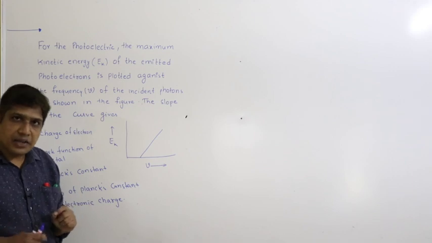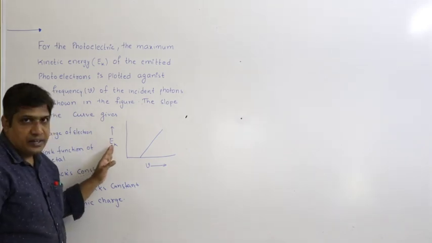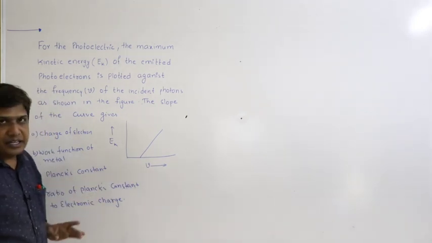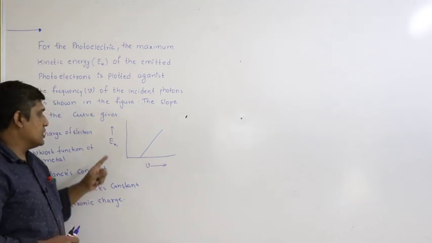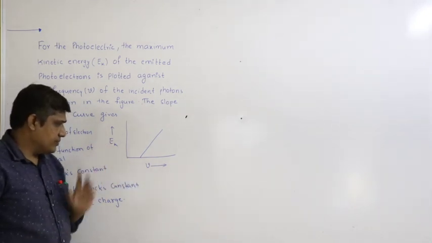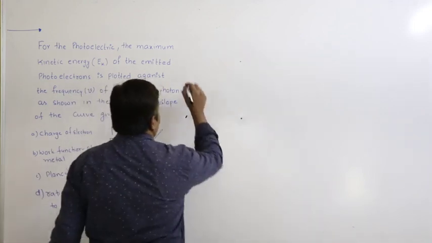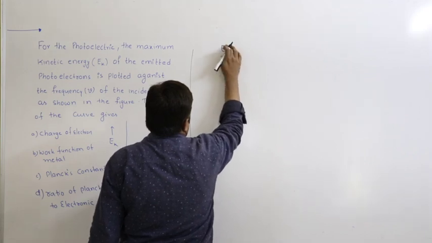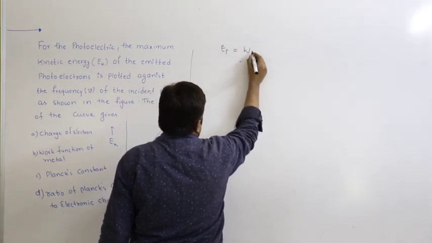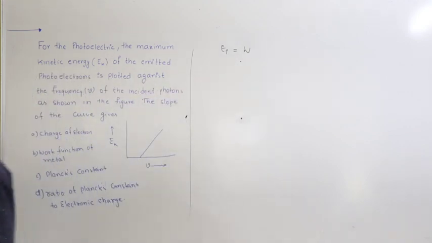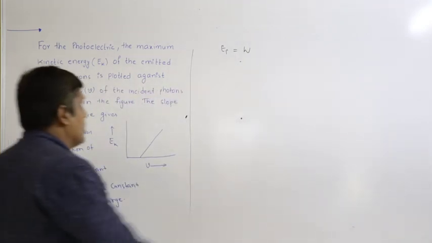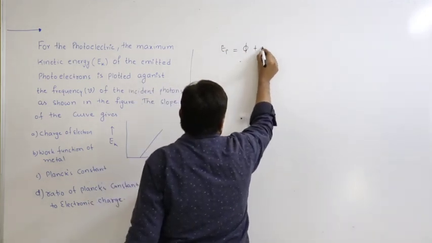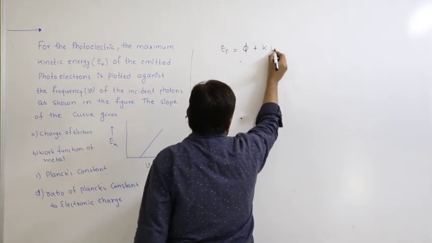So you have to identify an equation which gives the relation between kinetic energy and frequency of incident photons or incident radiation. So what is the equation that gives the relation between kinetic energy and frequency? In the last class we have studied that the energy of photon is used in two ways, that is to overcome the nuclear attraction force, which we represent with phi or W, that is up to you. So work function plus maximum kinetic energy.